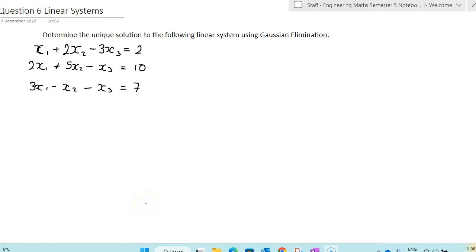Hi, this question is from semester 7, question 6 on the exam paper. This is a system of 3 linear equations, and you have to find the solutions for x1, x2, and x3. It can be done using simultaneous equations, which isn't part of this course, or Gaussian elimination, which is what we will do now, or LU decomposition, which I will do in the next video.